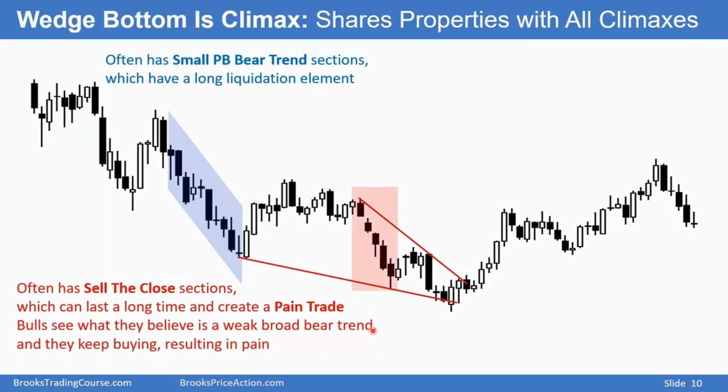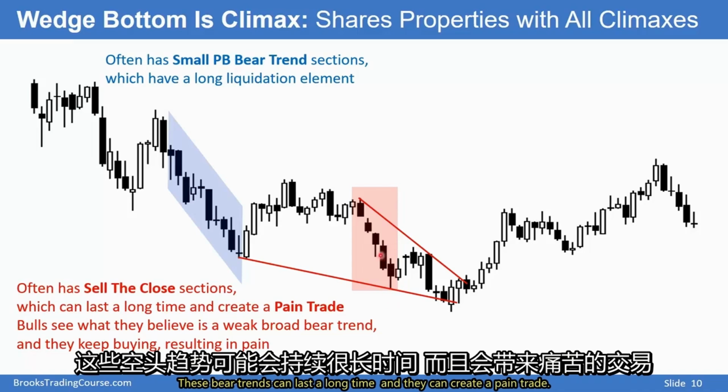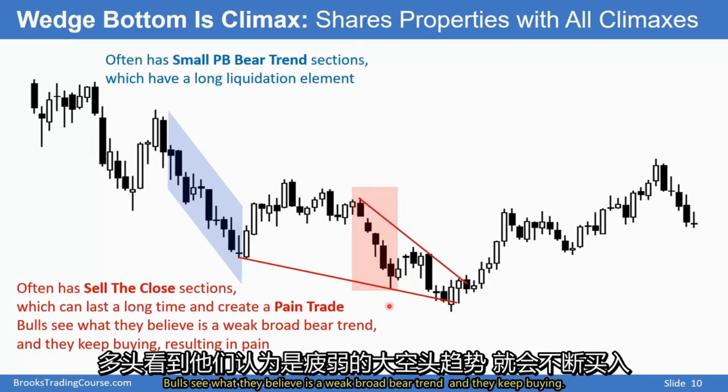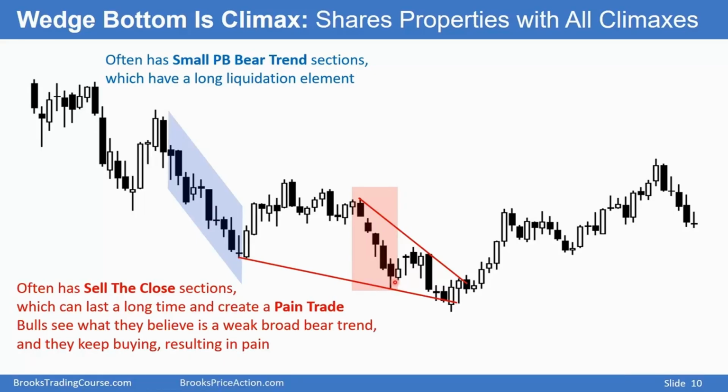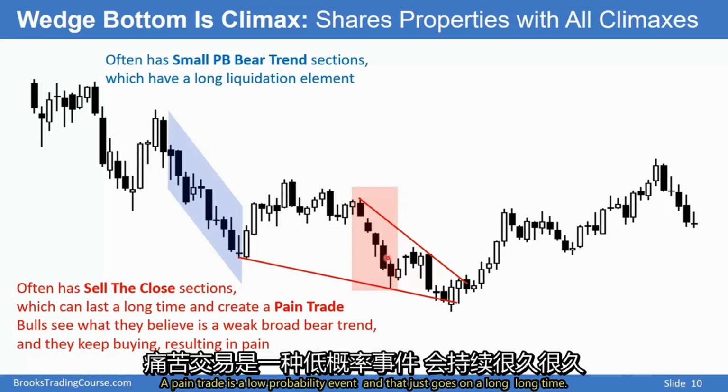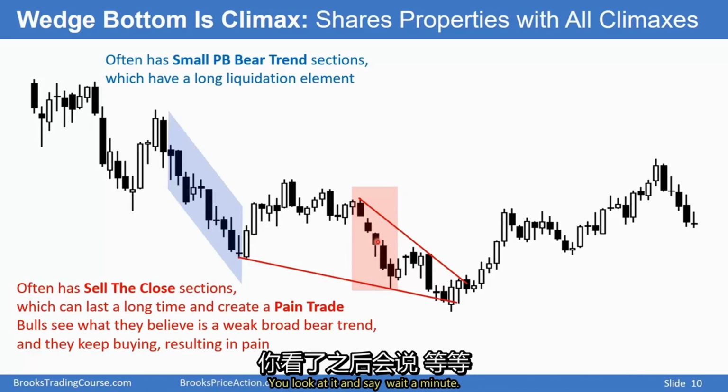These bear trends can last a long time, and they can create a pain trade. Bulls see what they believe is a weak, broad bear trend, and they keep buying. However, they keep buying and they keep losing, and they start to feel a lot of pain. A pain trade is a low probability event, and that just goes on a long, long time.